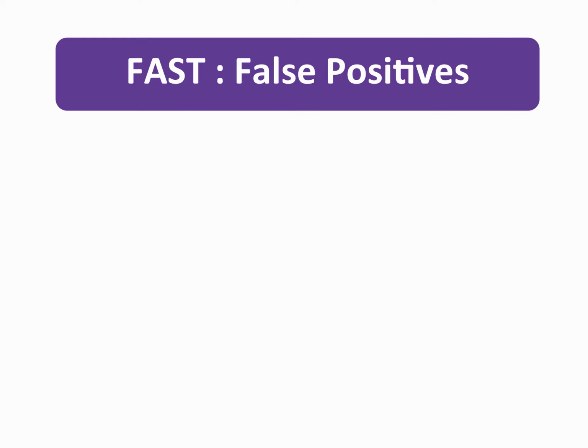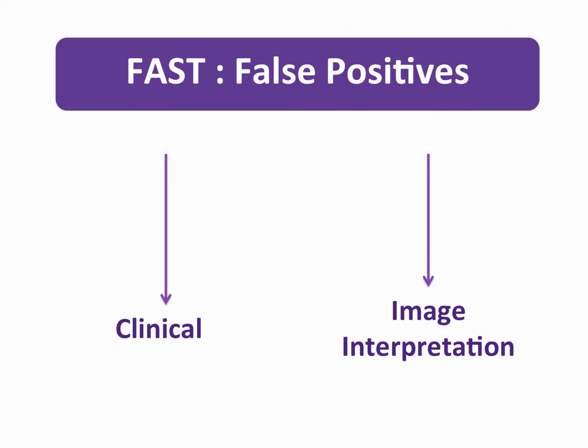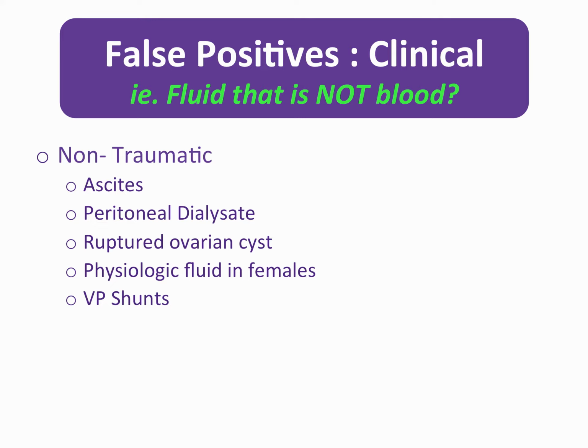Once again, sources of false positives can largely be divided into 2 categories. Clinical scenarios where the scan is correctly interpreted as positive, but the fluid you are seeing is not blood, and image interpretation scenarios where what you are seeing is not fluid at all, but artifact. Several clinical confounders can lead to a false positive FAST study.